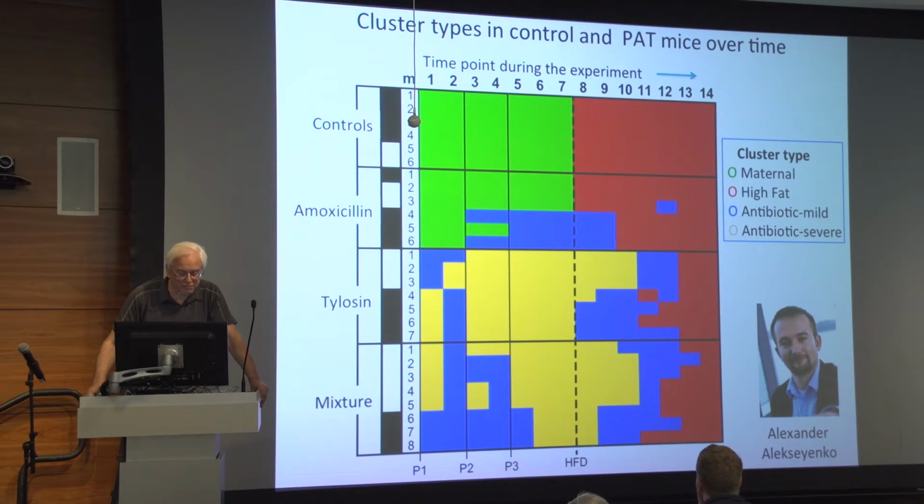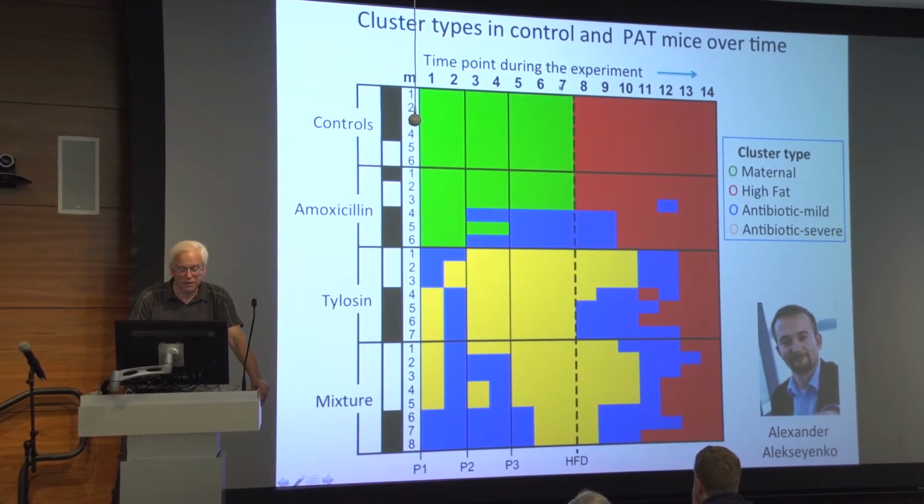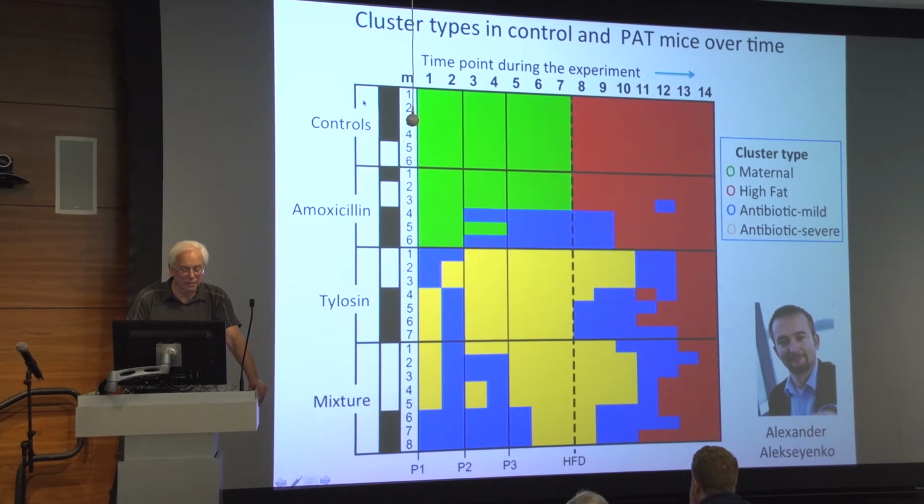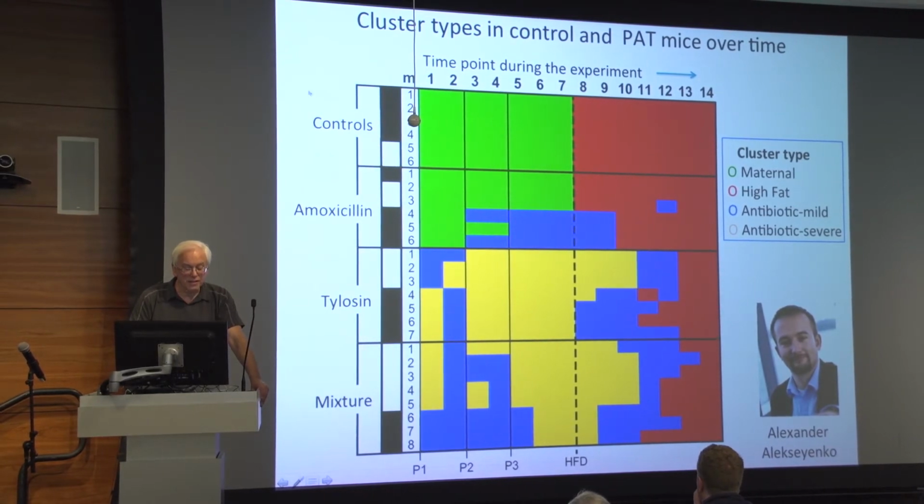Now, Alex Alexienko did a cluster analysis using Kolinsky analysis. He found that 4 clusters were best described. We could call these the maternal cluster in green, the high-fat cluster in red, and 2 different antibiotic clusters in blue and yellow. And here's, if we look at the mice in the experiment, over the course of the experiment, by group, we can see several patterns.